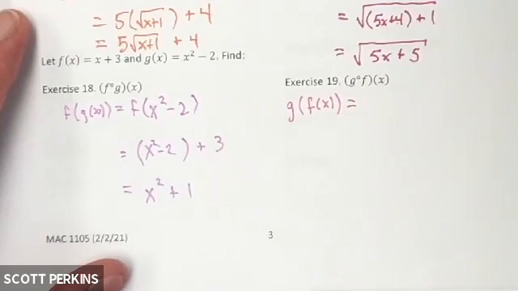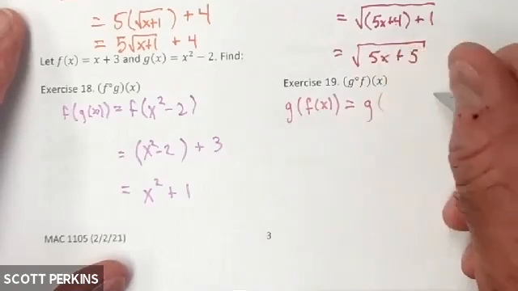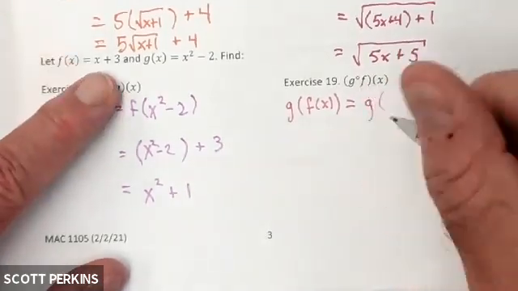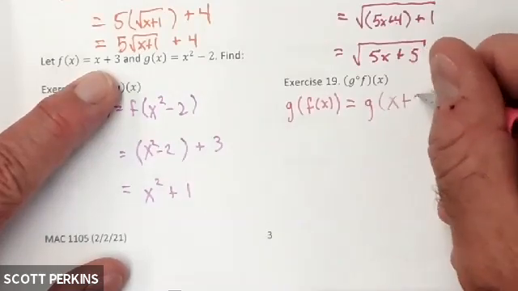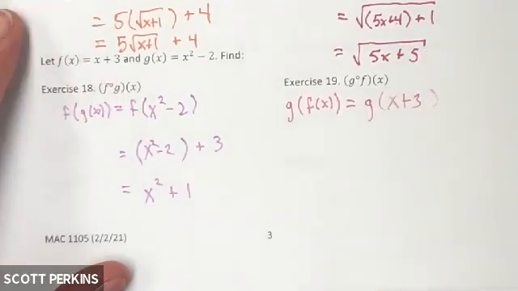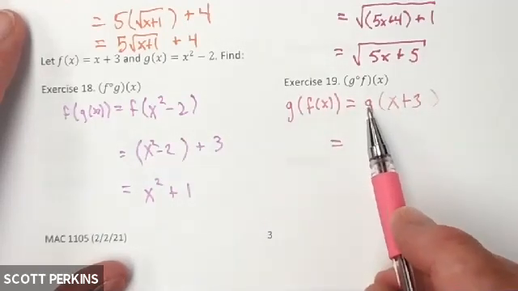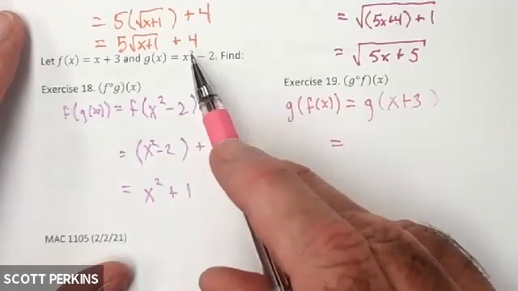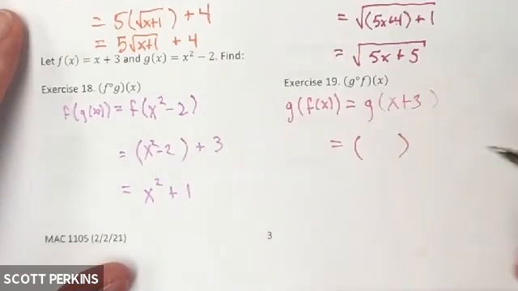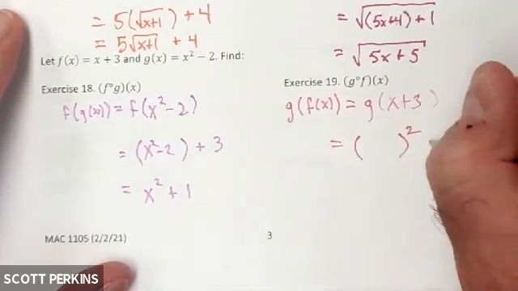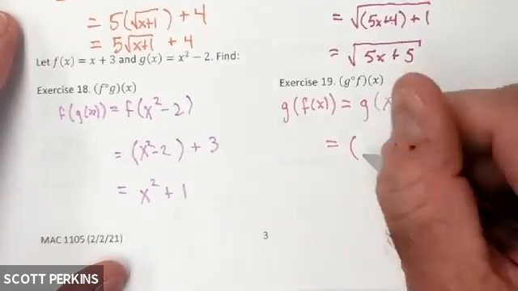So here we have g composed with f of x. So g is the first function. This time I'm plugging in f of x, and f of x is x plus 3. So I'm going to put that in my parentheses right there, x plus 3. Now I'm going to go through with the function g, and I'm going to leave a gap wherever my variable is. The function g is x squared minus 2. So it is x, what I'm plugging in, squared minus 2. And what I'm plugging in is x plus 3.